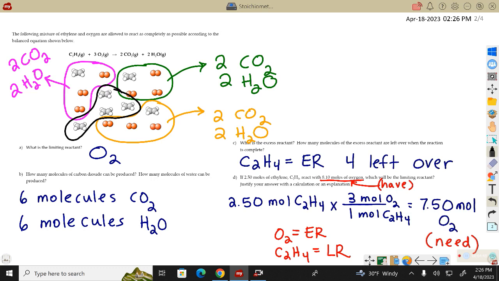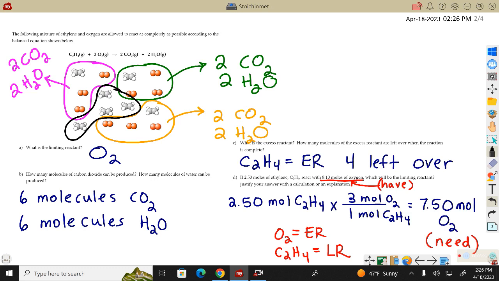And finally, part D, I have mole amount. So now we've looked at sandwiches, something that maybe I'm more familiar with. We've looked at particle models. So the next step would be moles. The ratio in the balanced equation could be thought of as a ratio of molecules, or on a larger scale, we would use it as a mole ratio. If I had 2.5 moles of ethylene react with 8.1 moles of oxygen, which will be the limiting reactant? Justify with a calculation or an explanation.